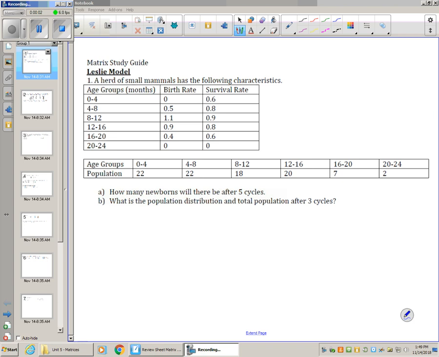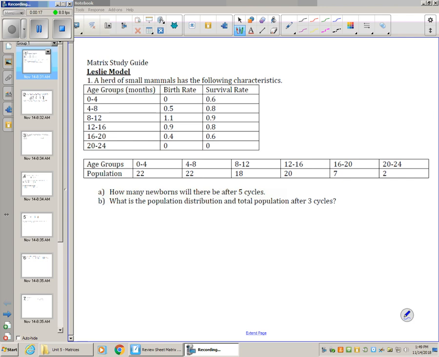Okay, so today I'm going to be doing the review sheet for the matrix unit, going through each of the problems on here to help you prepare for the test. I try to pick questions that were very similar to the ones on the test. So if you can do the ones on the review sheet today, you should be good for the test.